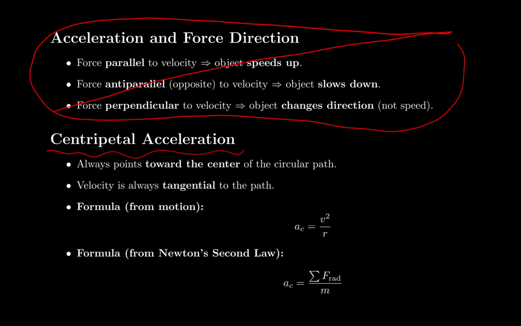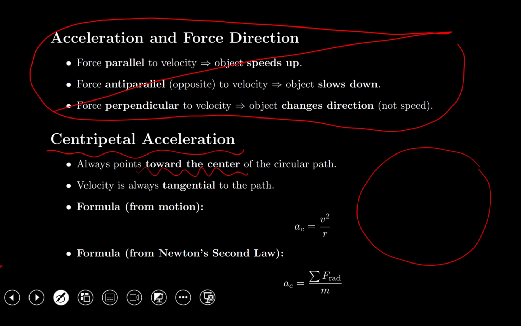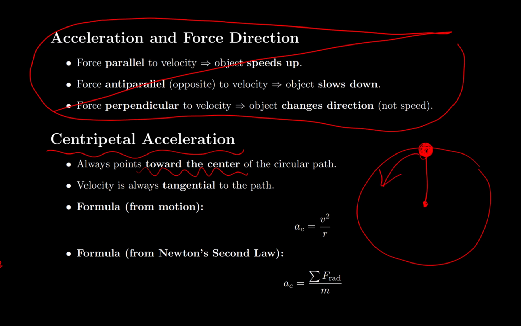Centripetal acceleration always points towards the center of the circular path. This is a circular path and this is a bob. Let's say a string is connected to a bob and the bob is moving in this direction. The centripetal acceleration is pointing toward the center of the path, and the velocity is tangential to the path. It looks something like that.